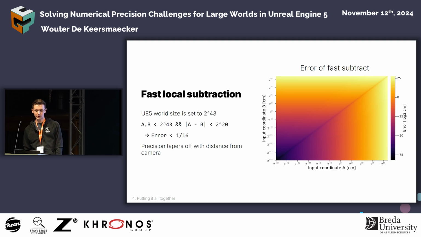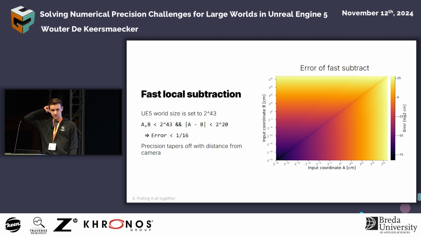To make things a little bit more concrete, in Unreal Engine 5, we set the world size to 2 to the power of 43, or about 88 million kilometers. And if your 2 points lie within that range from the origin, so less than 88 million kilometers, and they are within 10 kilometers of each other, then using this operator will result in an error that is less than 1/16 centimeter. So if you're past 10 kilometers, your error might be greater, but I think you'll have a hard time seeing that kind of error at 10 kilometers distance.